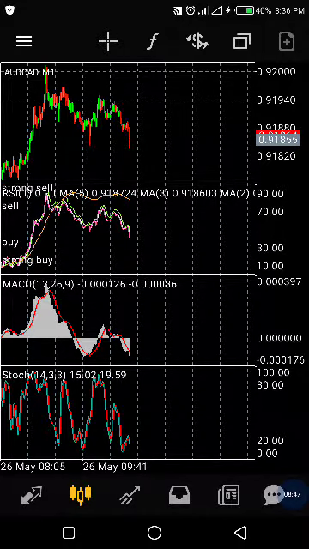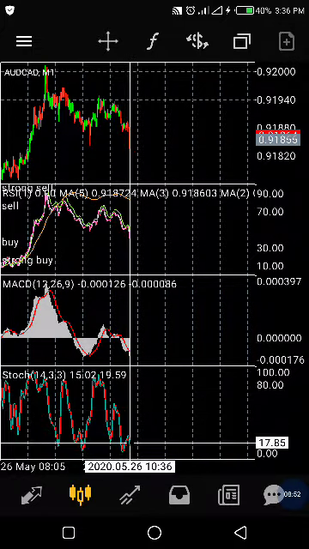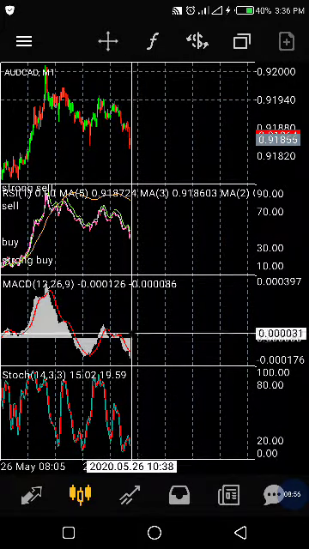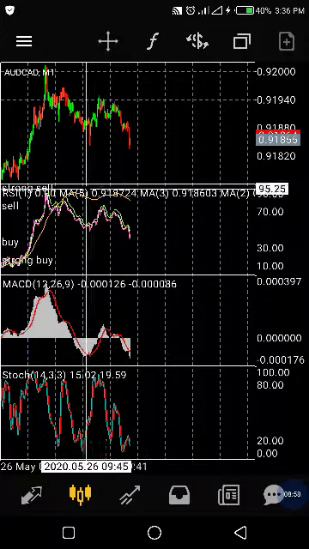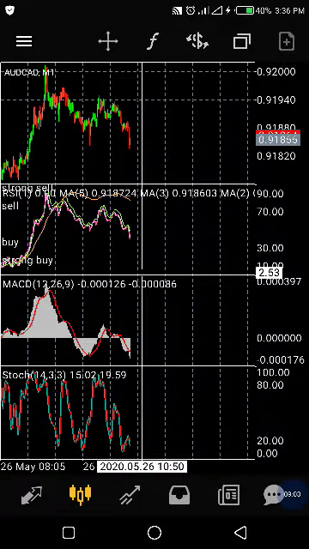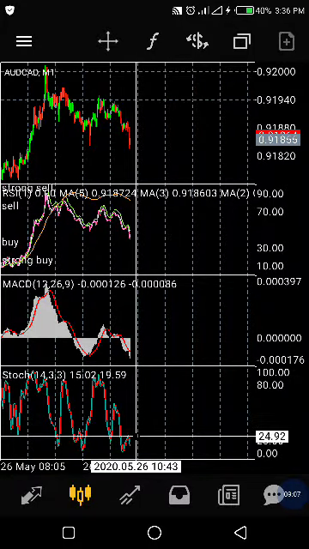All right, so now when the stochastic gets to this place, we don't enter the trade yet. It will keep on coming down until this indicator gets to this level. When it gets to this level 10, then you can enter a buy signal here with the indicator, with the stochastic.